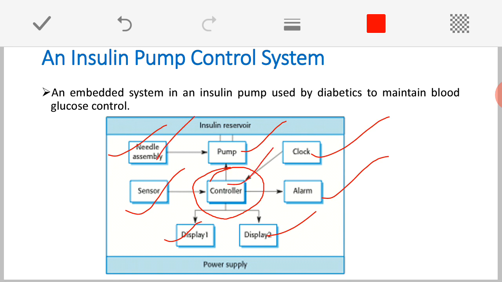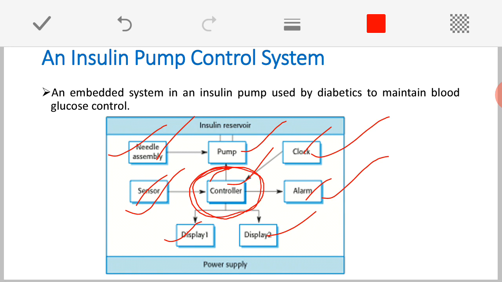So, these are all the different hardware parts. All these hardware parts will be connected to what? One particular interface with the overall components, and the whole system is controlled by what? This software, that is called a controller. Is it clear?